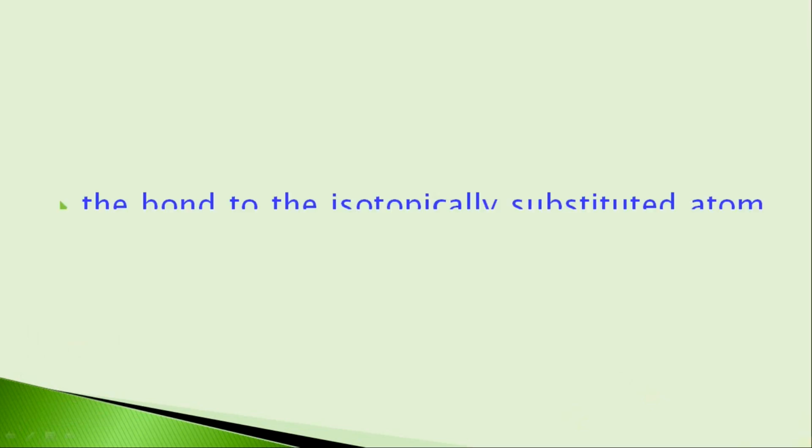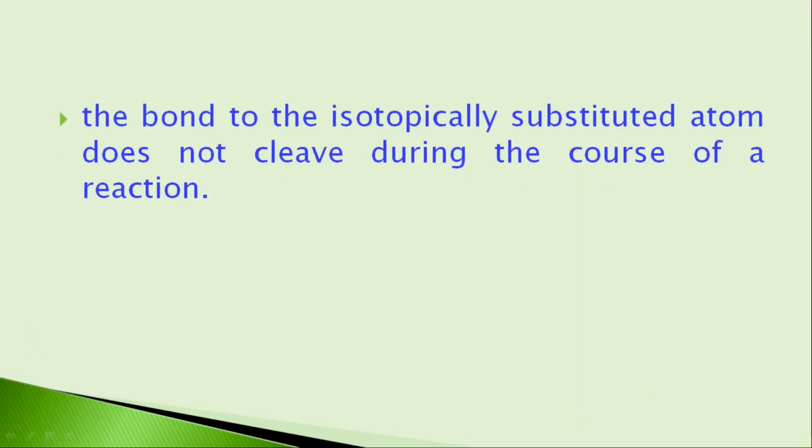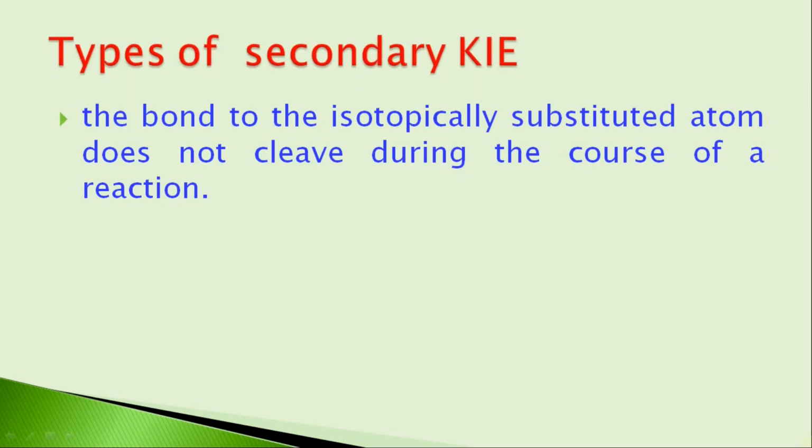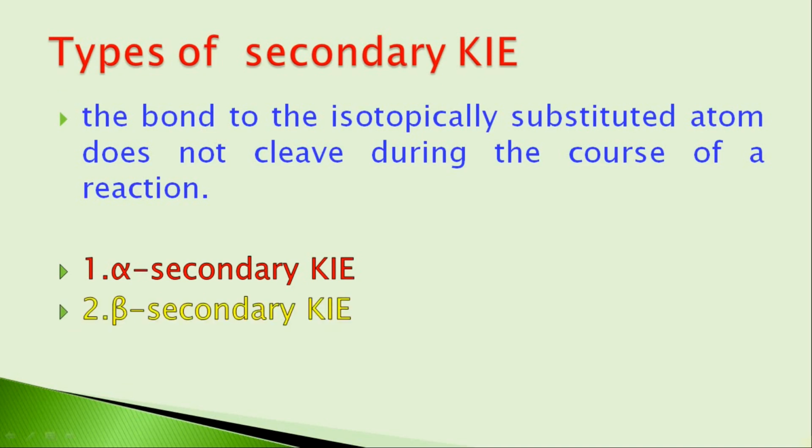Now we know that the bond to the isotopically substituted atom doesn't undergo cleavage during the course of a reaction in secondary kinetic isotope effect. On the basis of the position of isotopic substitution, there are two types of secondary kinetic isotope effect. These are number 1, alpha secondary KIE and number 2, beta secondary kinetic isotope effect.